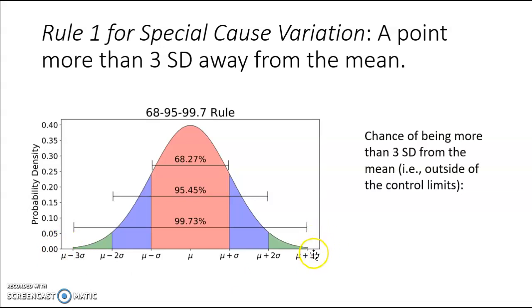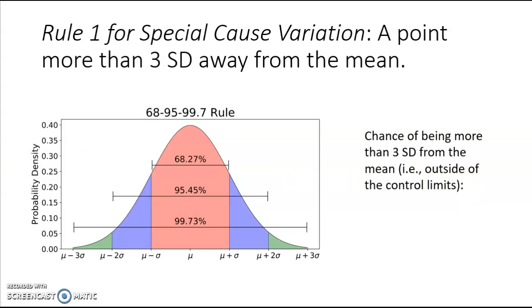So what are the chances that that would happen? Well, again, if we make the assumption that we're dealing with data that's normally distributed, most of the data is going to be around the average, but some will be out here, a little bit less out here. 99.73% of the data will be between here and here. In other words, will be inside the control limits.